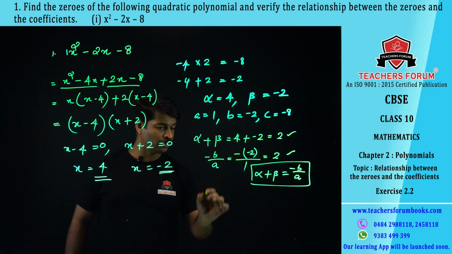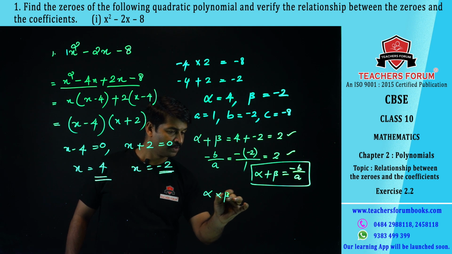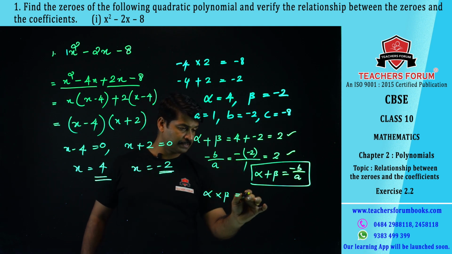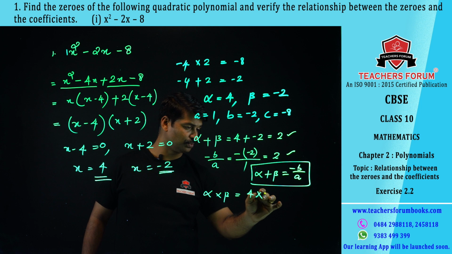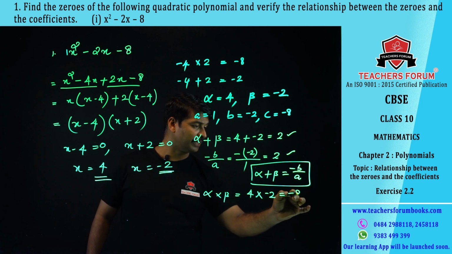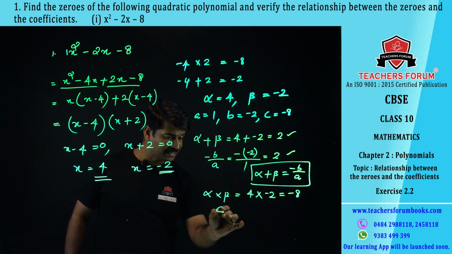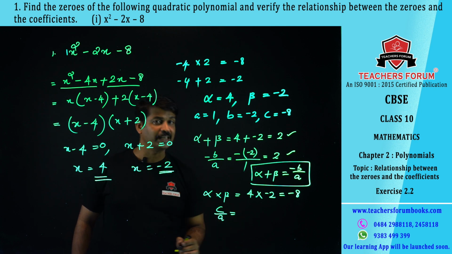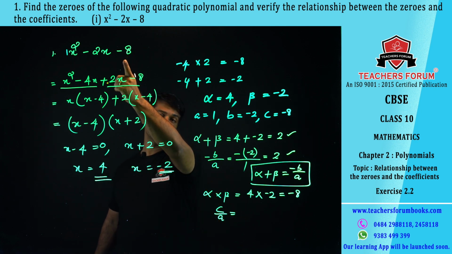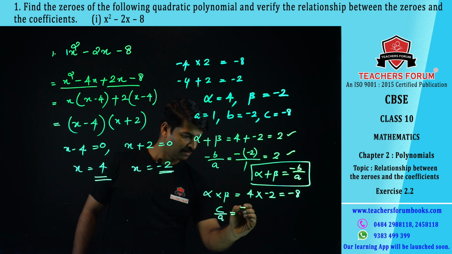Okay. Now, let us find out what is alpha into beta. What is alpha into beta? Alpha is 4, beta is minus 2. So, alpha into beta is minus 8. Now, let us find out what is c by a. You know what is c? C is the constant term. What is the constant term here? Minus 8. C is minus 8. What is a?